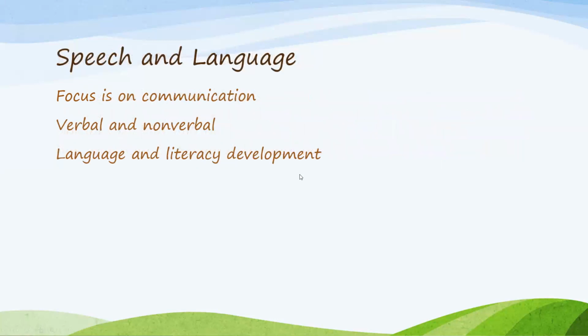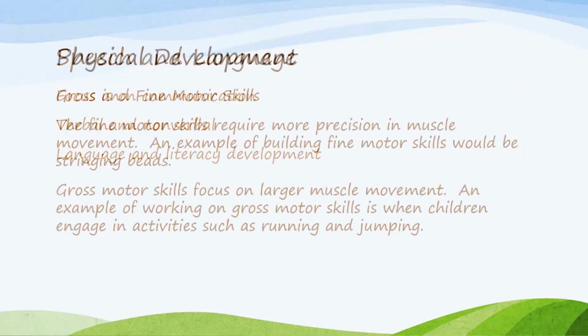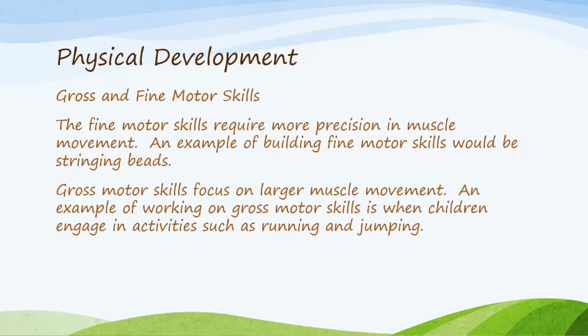The next one is speech and language, and that focuses on communication, verbal and nonverbal language and literacy development. And then after that, we have the last one, which is physical development, which is gross and fine motor skills. Now, fine motor skills require more precision and muscle movement, and stringing beads would be a great example of fine motor skills. And gross motor skills focus on larger muscle movement.